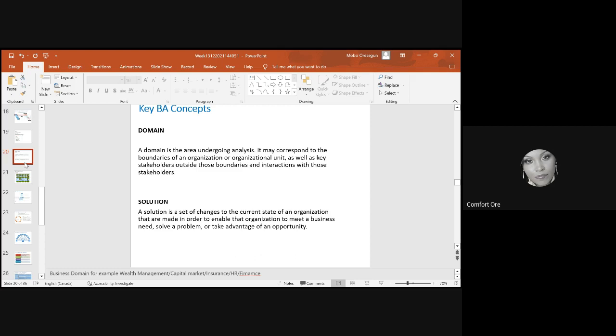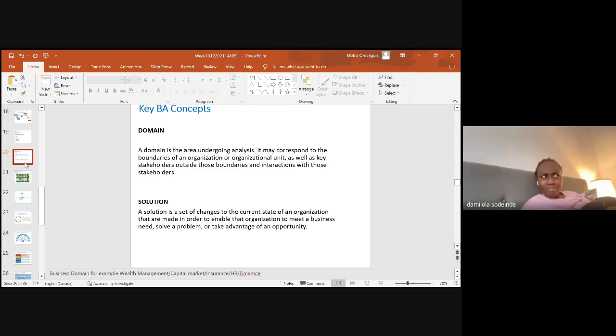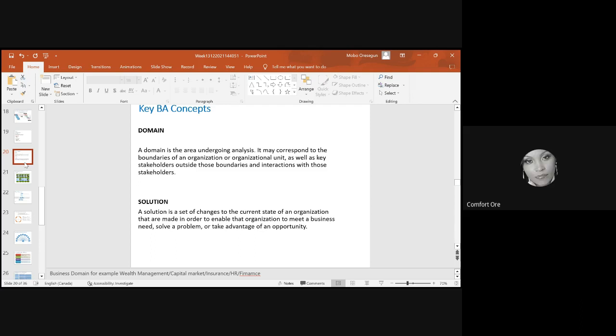So that's what we're saying. The domain will be your, help me guys, the domain will be your what? Problem area. Awesome. It will be the issues, the problem area. It will be what you're focusing on. That's your domain, as it affects your stakeholders, whether within the organization or external to the organization.